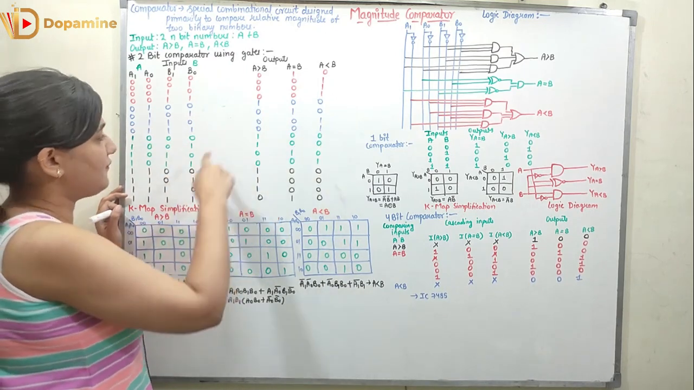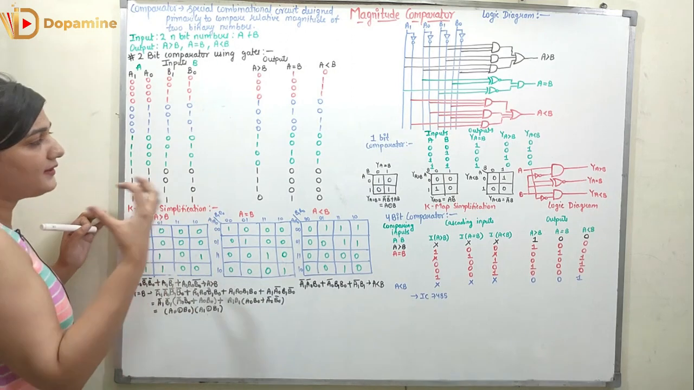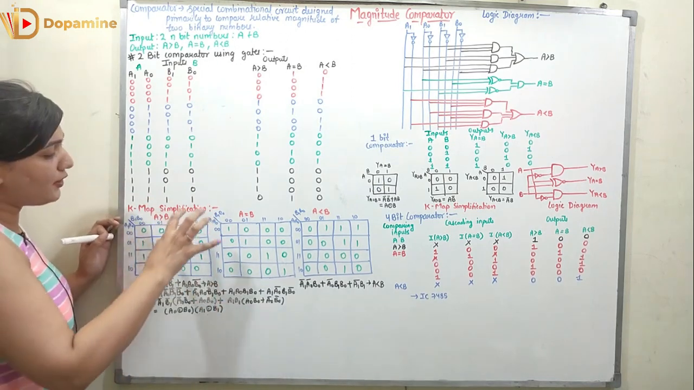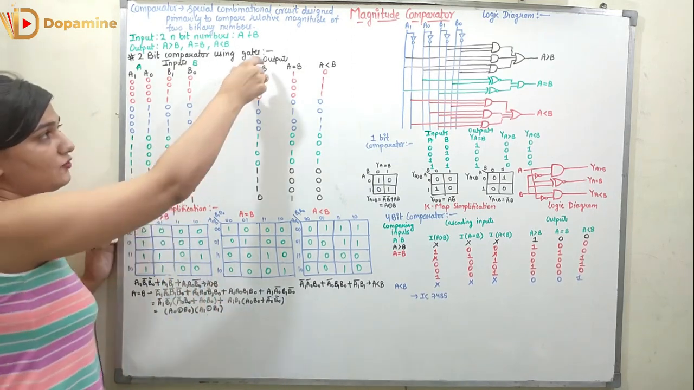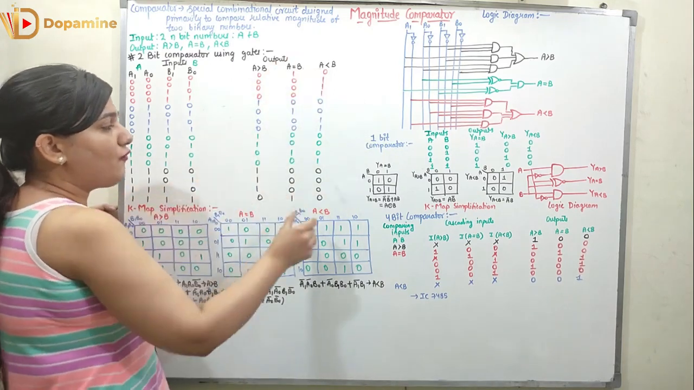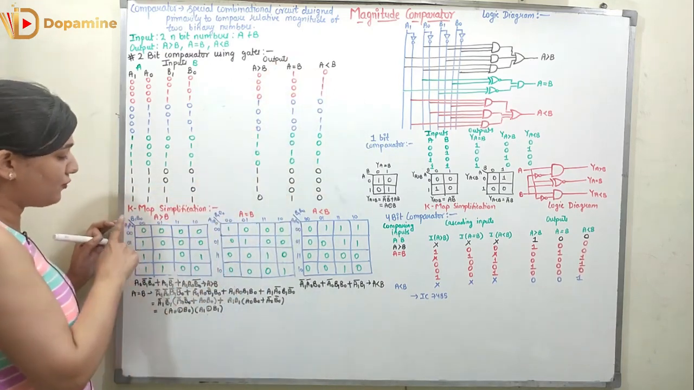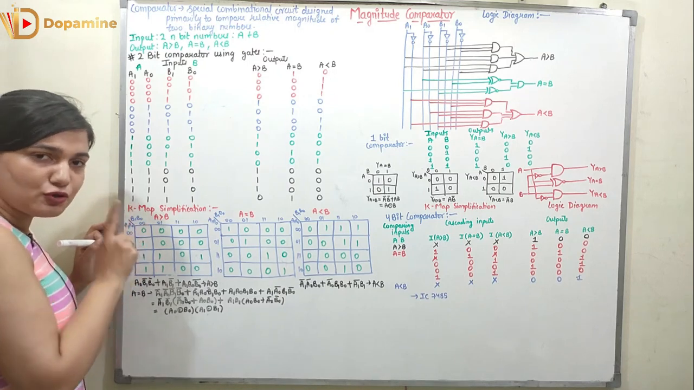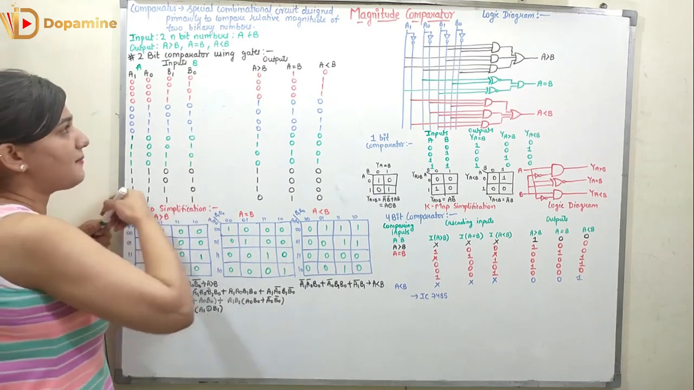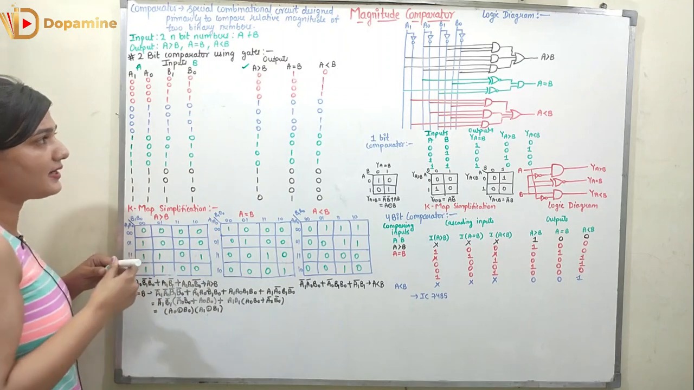So you can now design for all of them, and with the help of that we are going to do the simplification in the 3 cases. We have 3 outputs, and for all of the 3 outputs we are going to make the K-map. We are going to do the K-map simplification. First K-map simplification is done for A is greater than B.